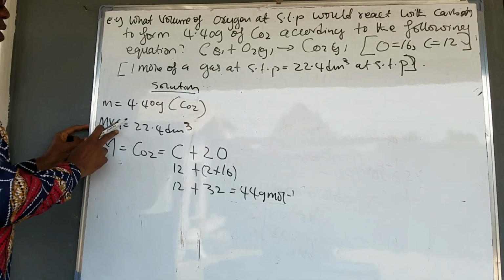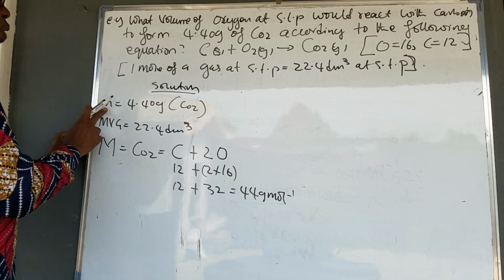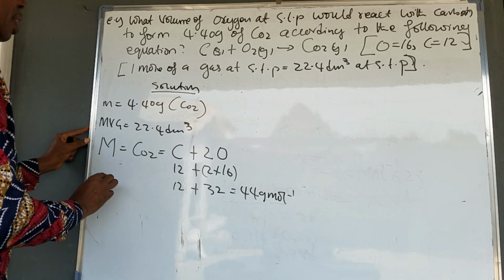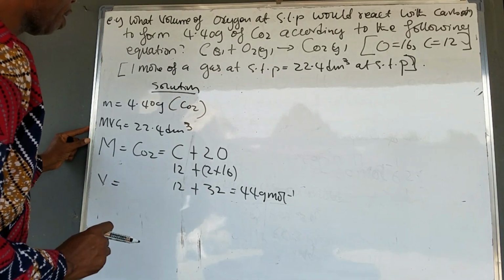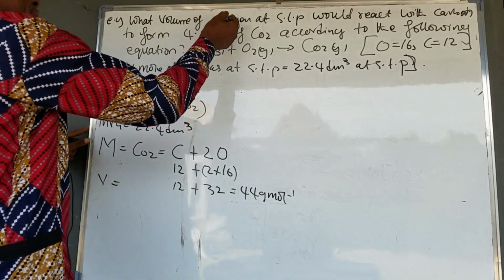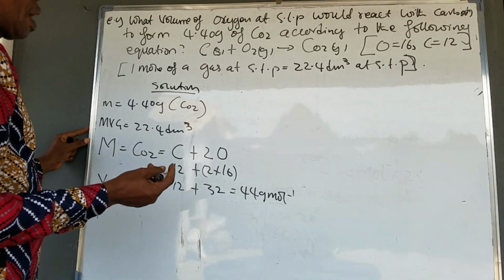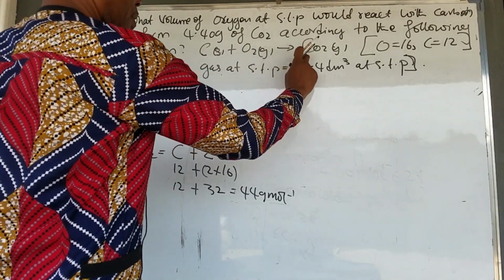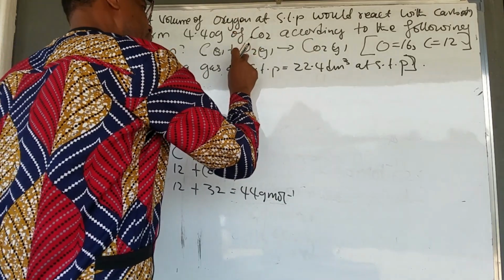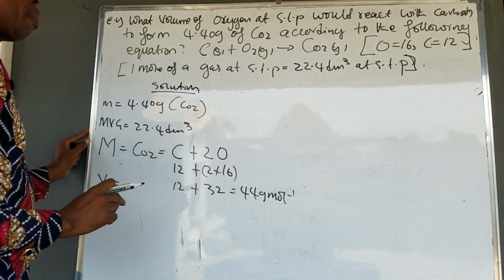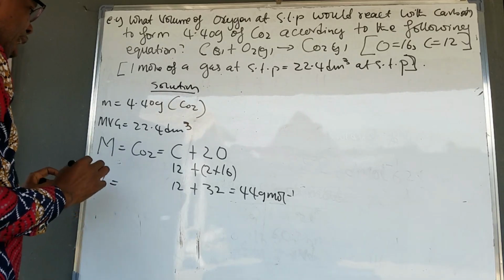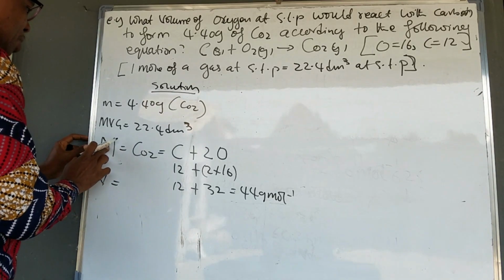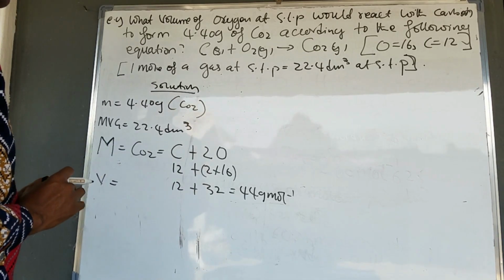So we now have our big M. We have MVG, molar volume of gas. We have the mass given to us for carbon(IV) oxide. And we are looking for the volume of oxygen. Somebody said, but talking about oxygen and carbon(IV) oxide, why are we going to use this simple formula? It is because carbon(IV) oxide is 1 mole, and oxygen gas is also 1 mole. So they are on the same level, so there will be no problem at all in this calculation.